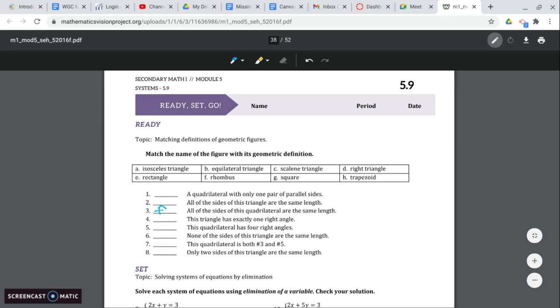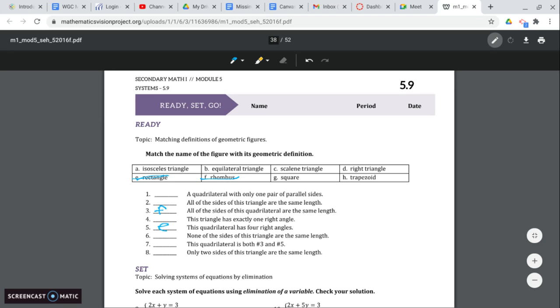Now, for number 5, this quadrilateral has 4 right angles. While you may be saying a square has 4 right angles, there's also a rectangle that has 4 right angles. And a square would need to also have 4 congruent sides. So this one is E.